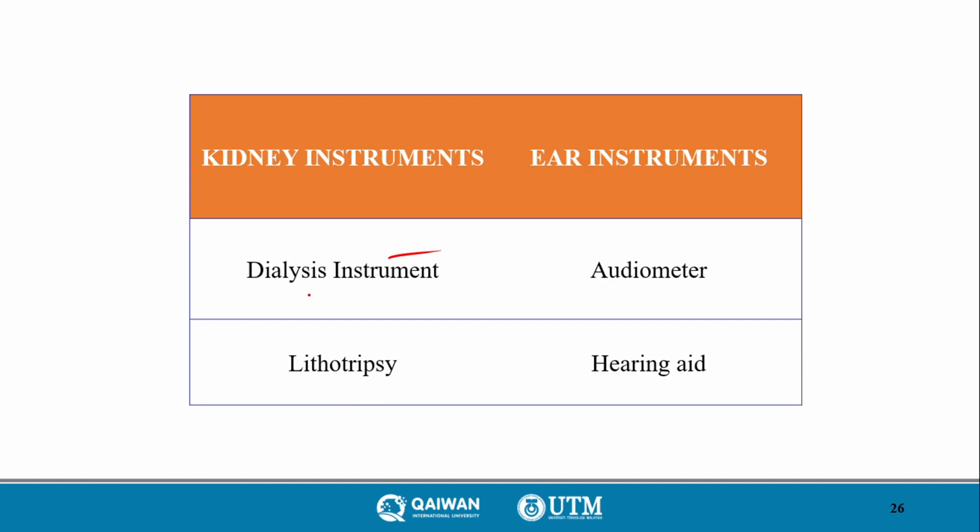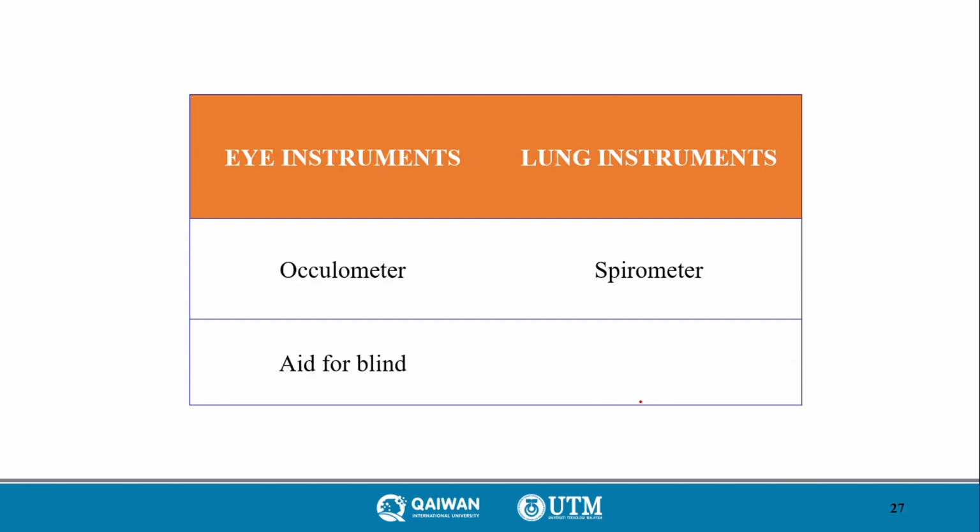Kidney instruments: dialysis, lithotripsy. For the ear, it's bioacoustic, audiometer, and hearing aids. Lung instruments: pyrometer, or maybe you can add here the ventilators, oculomotors, aids for blind and eye instruments.